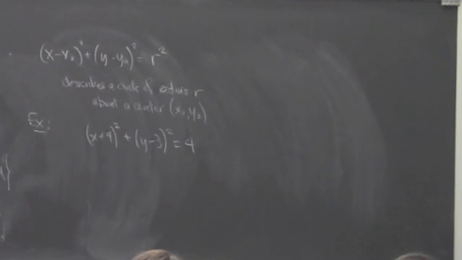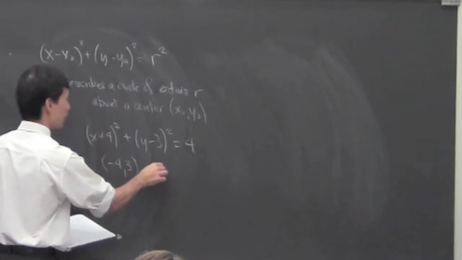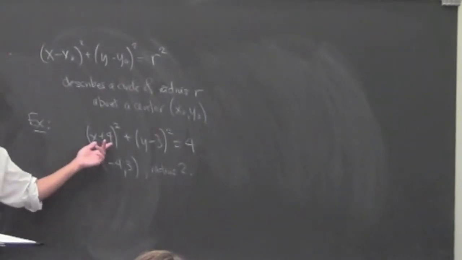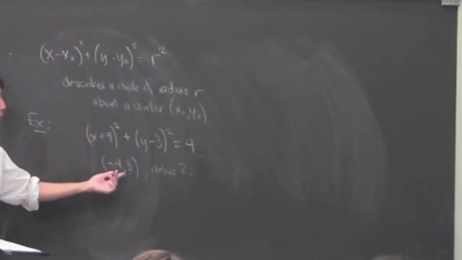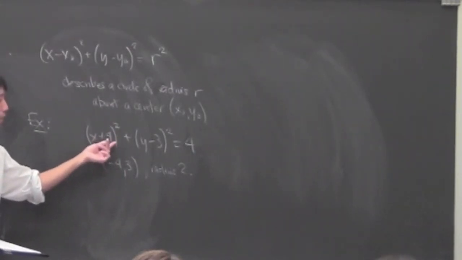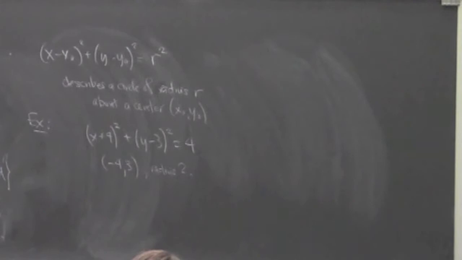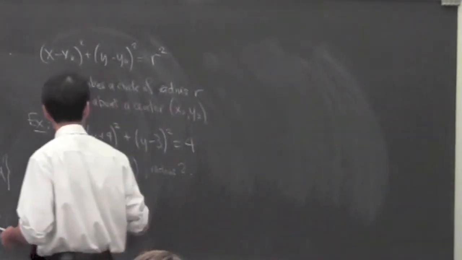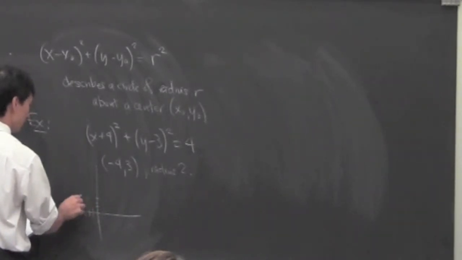Tiffany? The center would be (-4, 3), and the radius would be 2. Exactly. Because this x + 4 is the same as x minus -4. So x minus -4 squared. So the x coordinate of the center is -4, and then we've got 3. You could draw it. 1, 2, 3, 4, 1, 2, 3. And you've got a radius of 2.